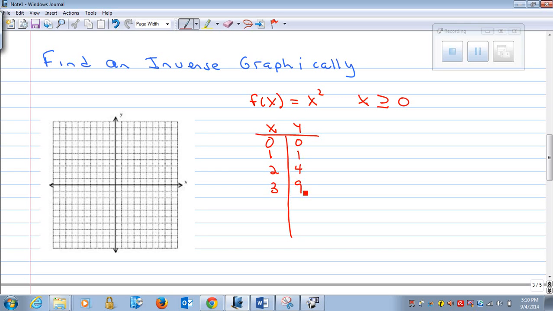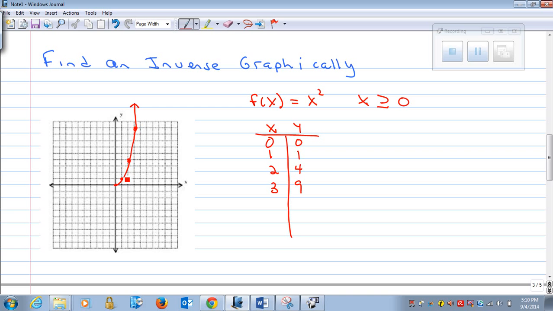That would be our original function. So we would have 0, 0, and then 1, 1, and 2, 4, and then we would have 3, 9. So 1, 2, 3, 4, 5, 6, 7, 8, 9. Okay, right there. So this graph of the original function, that I'm going to write in red, would go something like this, through those key points.